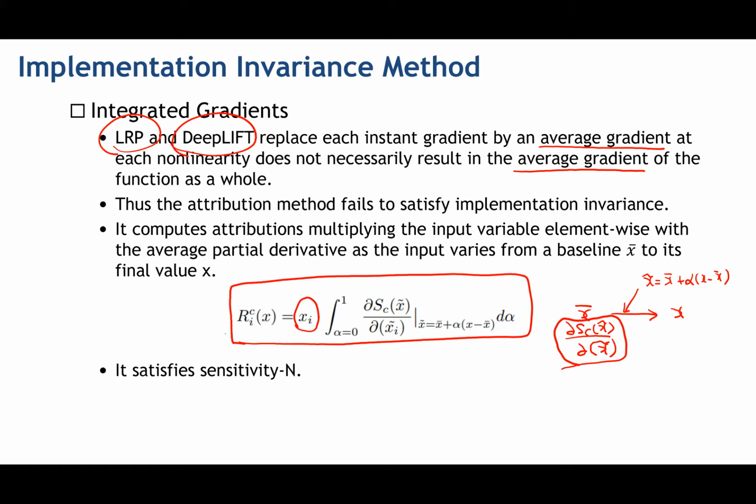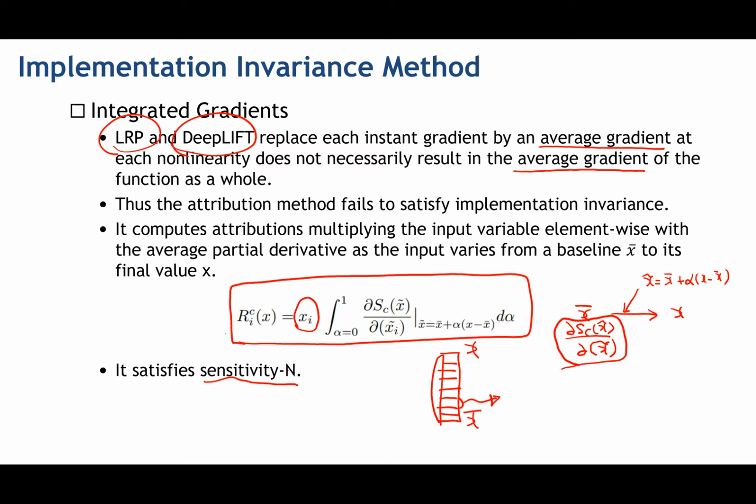So from x bar to x, those marginal contributions are computed and integrated out, right? And multiplied by xi. Because of this computation, when x changes a little bit, we know how much the contribution changed. So the integrated gradient satisfies the property we call sensitivity n. This means it is one of the most accurate attribution methods, in terms of allowing decomposition of the input with respect to the final outcome.